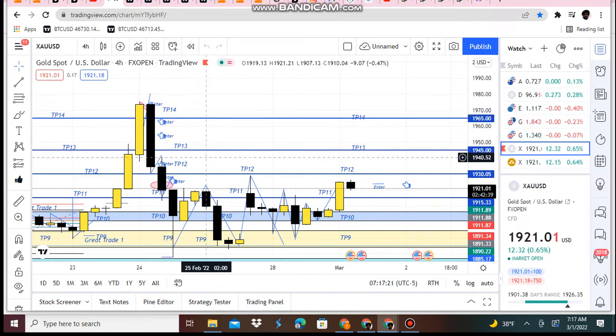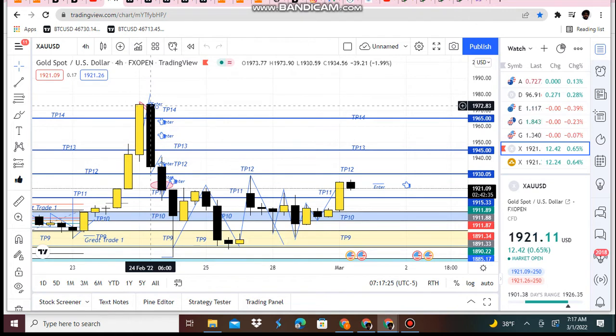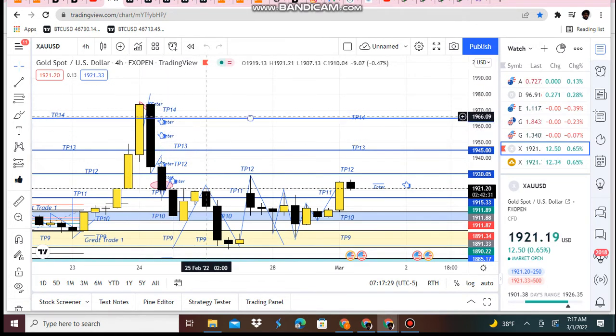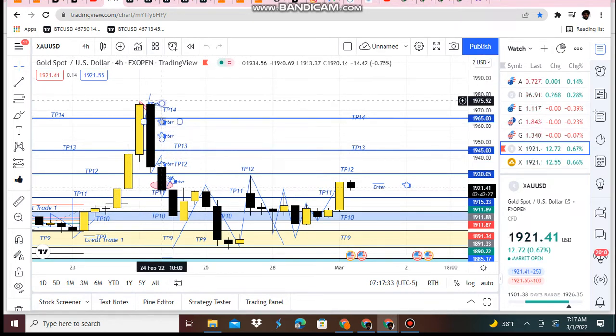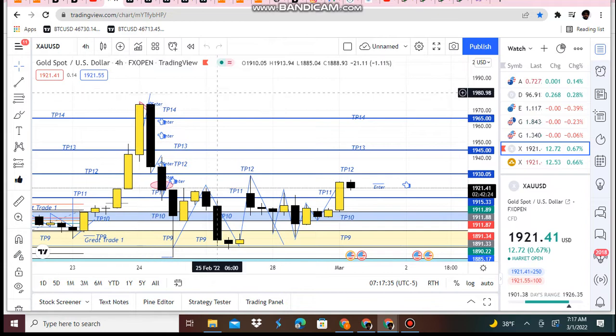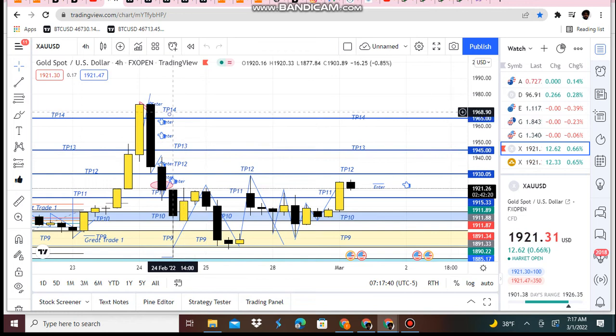As I said, overall, gold is still in a downtrend since last week, February 24th, after seeing this bearish engulfing pattern at take profit 14. Gold pushed all the way up to take profit 14, 1974, creating this multi-year high. And now we should see gold heading back down. You can see gold heading back down from take profit 14 all the way back down to take profit 9, February 24th. In one day we've seen this move.